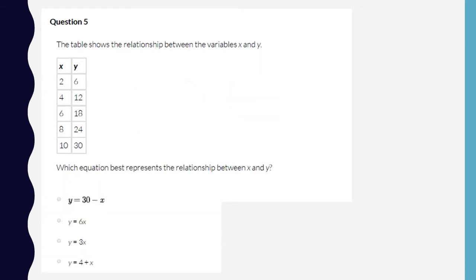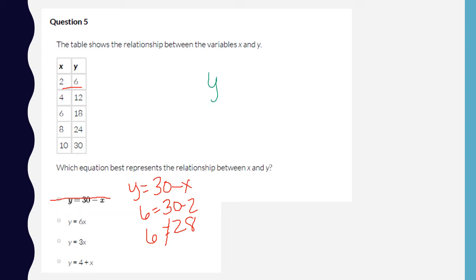Okay, let's look at this one. I'm going to look and I'm just going to start plugging it in. So my first one says y equals 30 minus x. So I'm going to plug in my first point there. 6 equals 30 minus 2. 30 minus 2 is 28. 6 does not equal 28, so it can't be that first option. I'm going to try my second one.